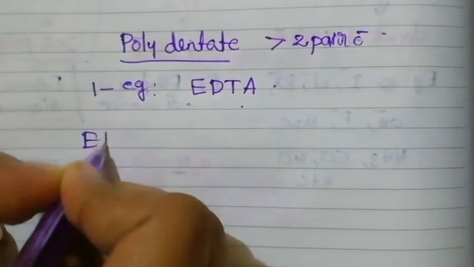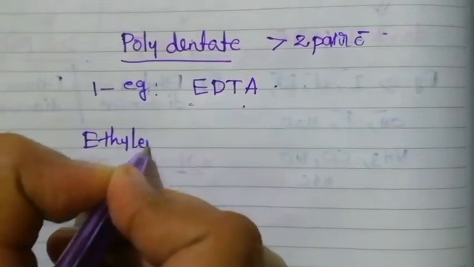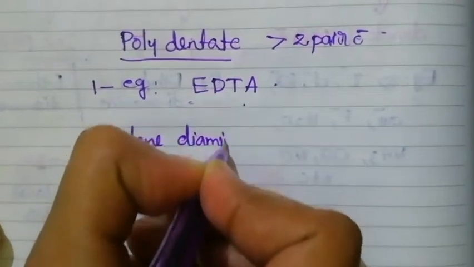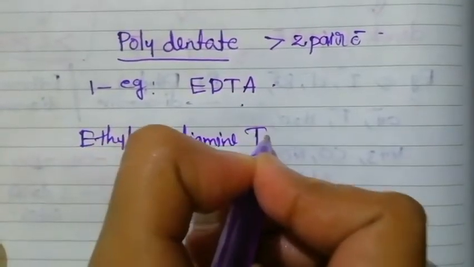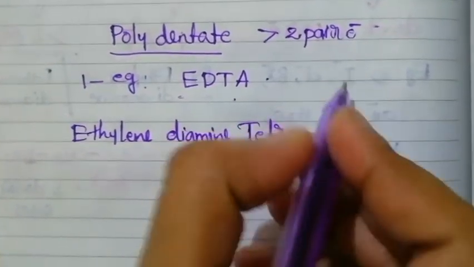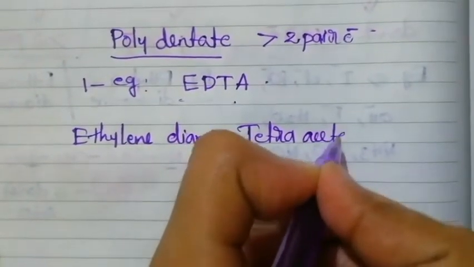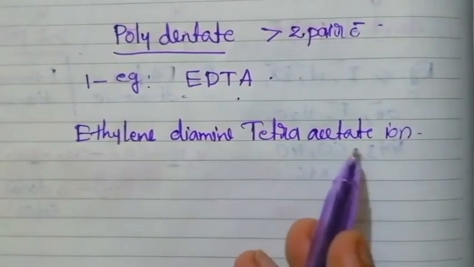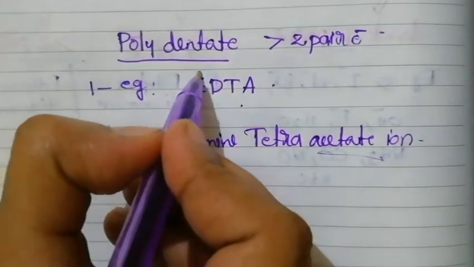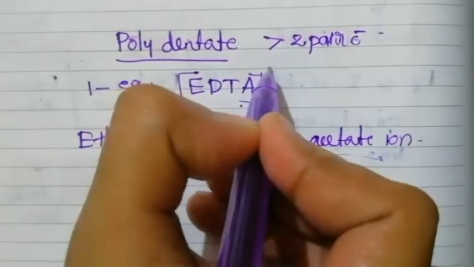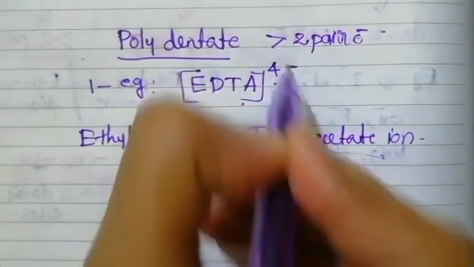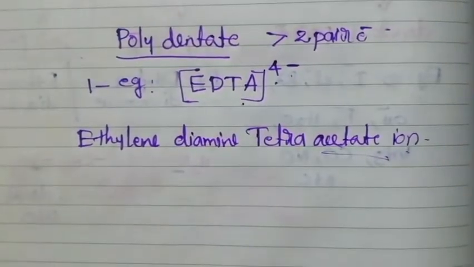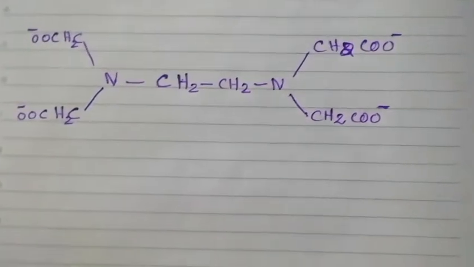So let's write down what this EDTA is. EDTA is ethylene diamine tetraacetate ion. In some cases, instead of tetraacetate ion, ethylene diamine tetraacetic acid is also used. Since this is an acetate ion, EDTA carries a charge of 4 minus. EDTA 4 minus is called ethylene diamine tetraacetate ion. Simple EDTA, without charge, is called ethylene diamine tetraacetic acid.